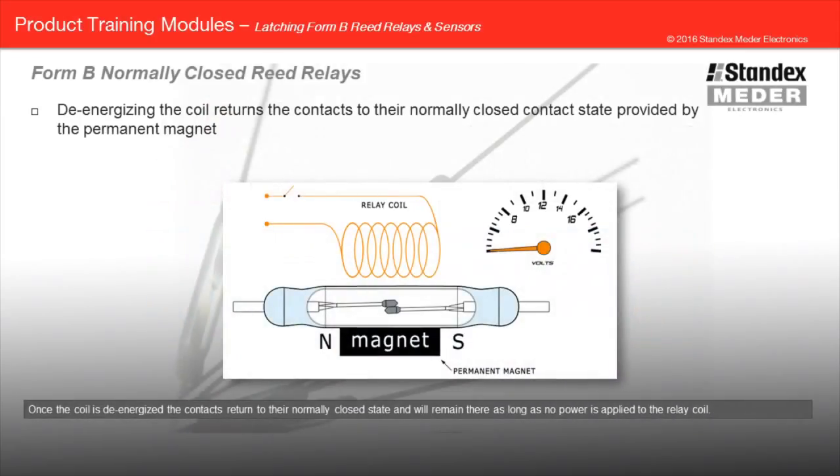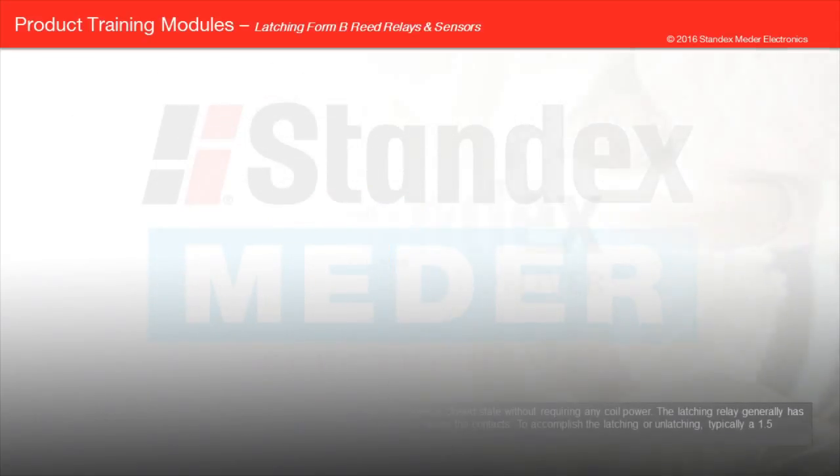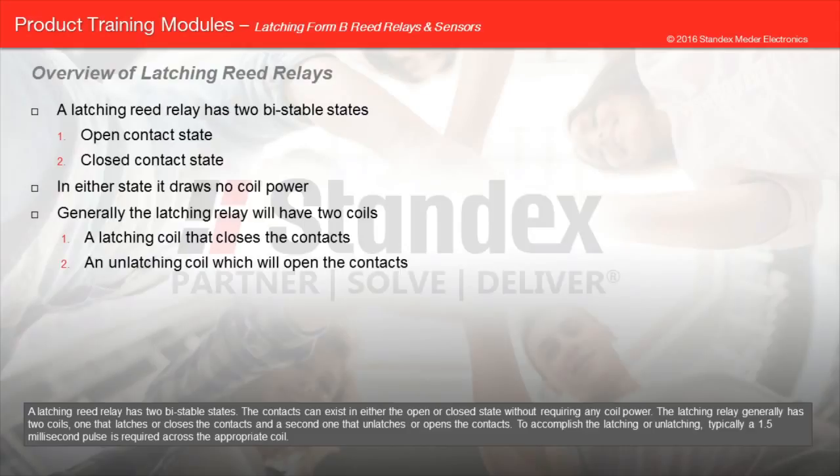Once the coil is de-energized, the contacts return to the normally closed state and will remain there as long as no power is applied to the relay coil. A latching reed relay has two bistable states. The contacts can exist in either open or closed state without requiring any coil power.